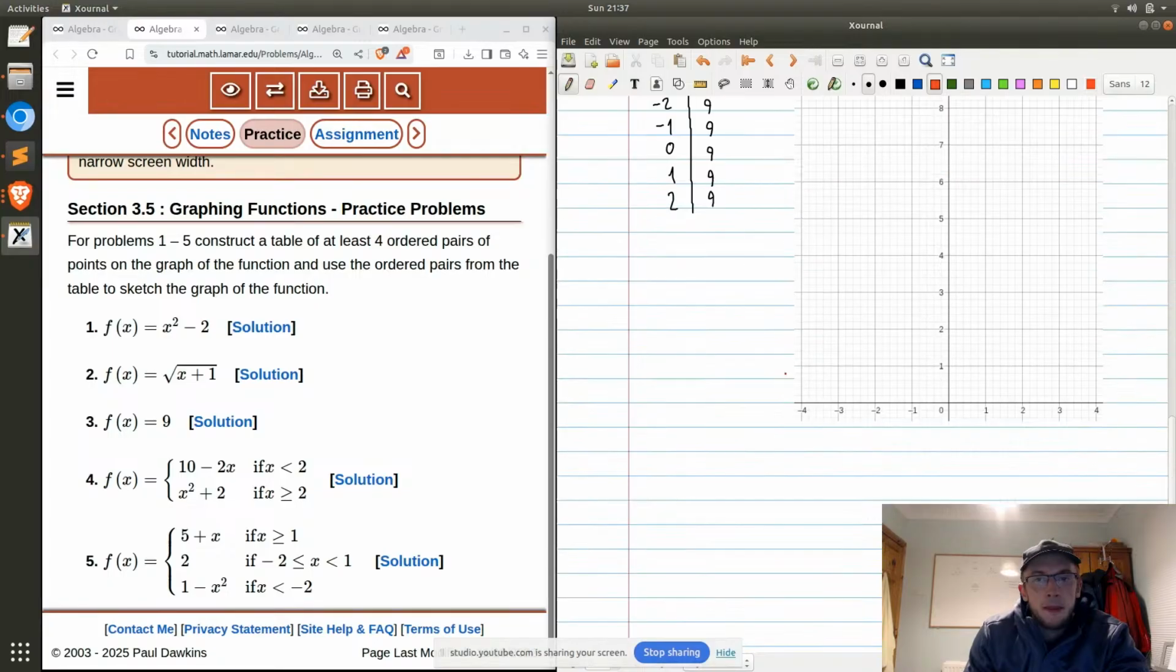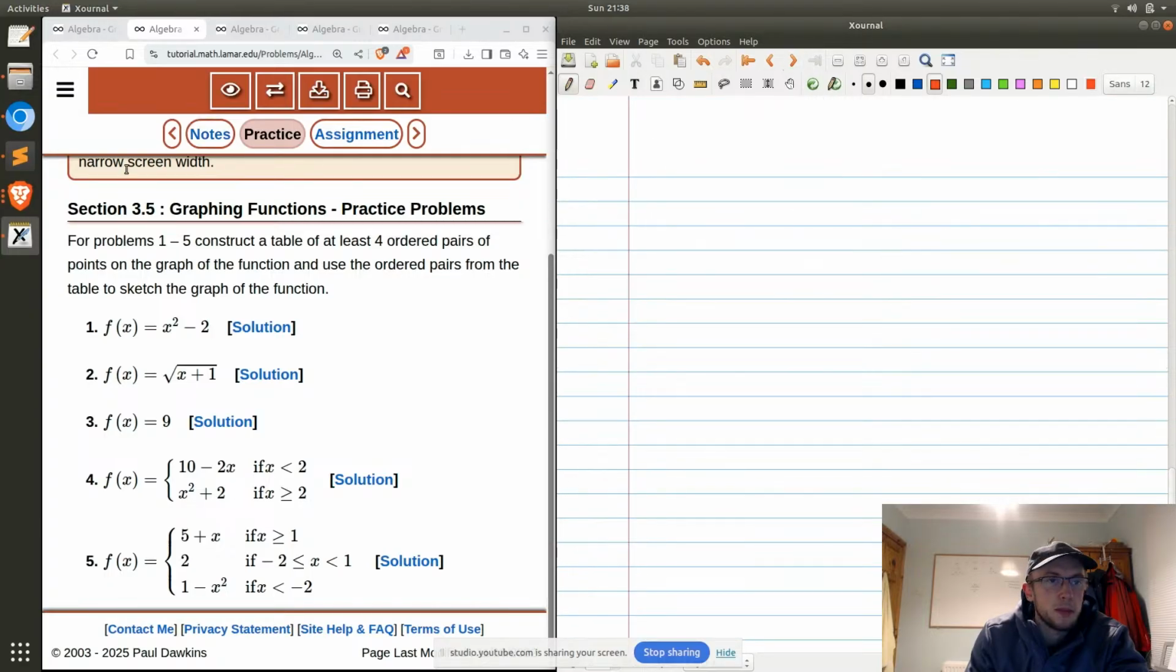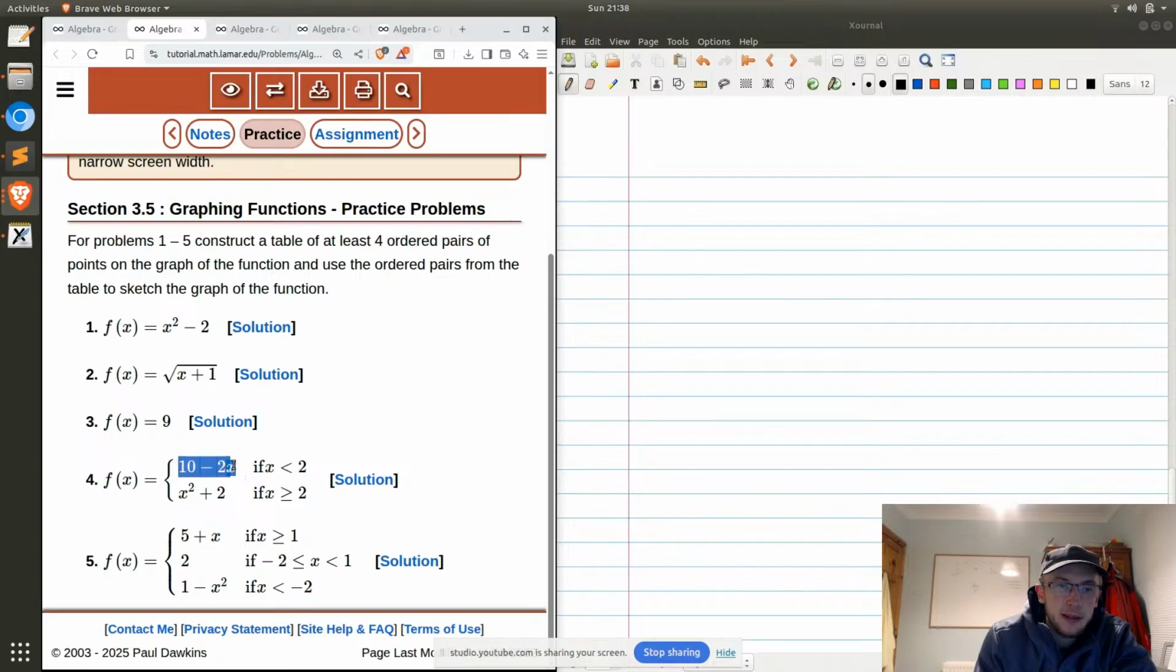And now for the fourth function. We're not too sure what this will look like. Start a new page. This is a piecewise function. It is a function that is defined in two pieces. Execute this piece if the input value x is strictly less than 2, and execute this piece of the function if the input value x is greater than or equal to 2.